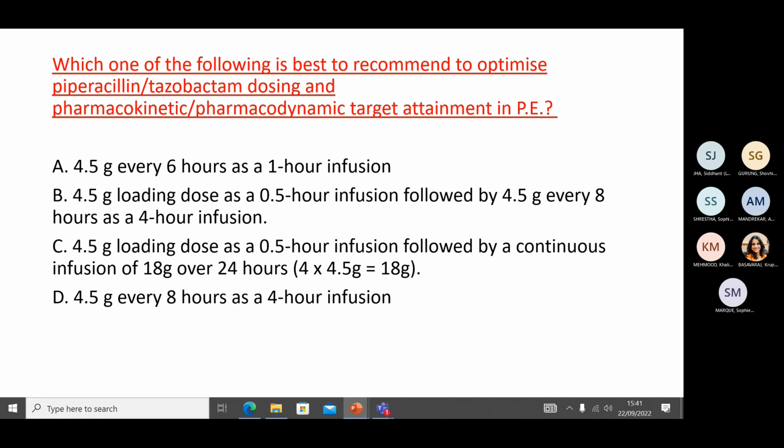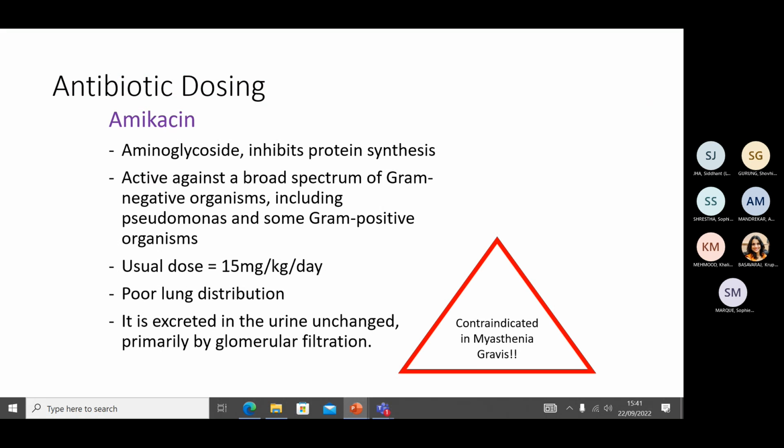See? So it's definitely C. C is the right answer theoretically. But unfortunately, we don't have the protocol in place. So the next best option that we're using, A, yeah, thank you. In reality, we do A because we don't have the evidence in the protocols, but we're doing C.